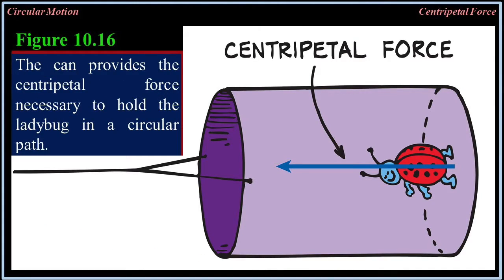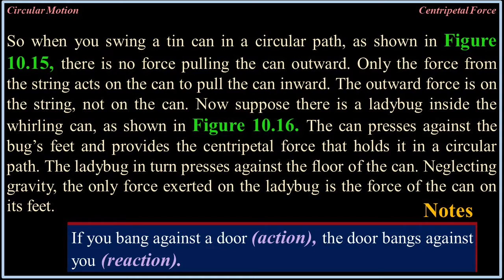Now suppose there is a ladybug inside the whirling can as shown in Figure 10.16. The can presses against the bug's feet and provides centripetal force that holds it in a circular path. The ladybug in turn presses against the floor of the can. Neglecting gravity, the only force exerted on the ladybug is the force of the can on its feet. Note: if you bang against the door, that's action. The door bangs against you, reaction.